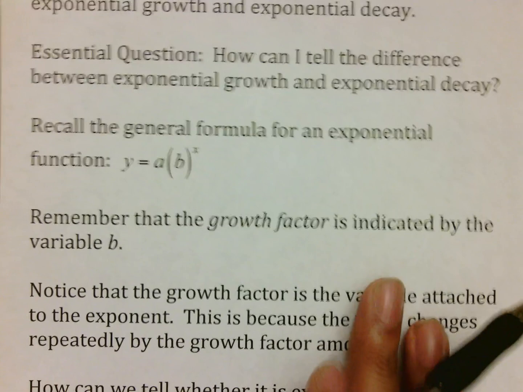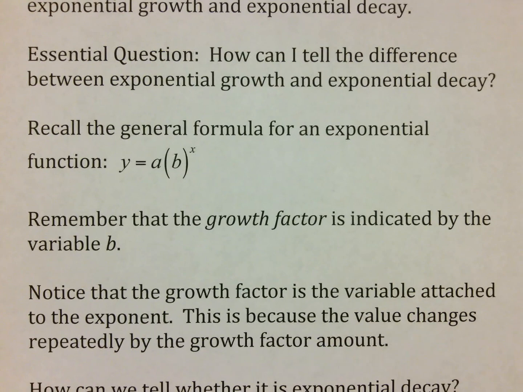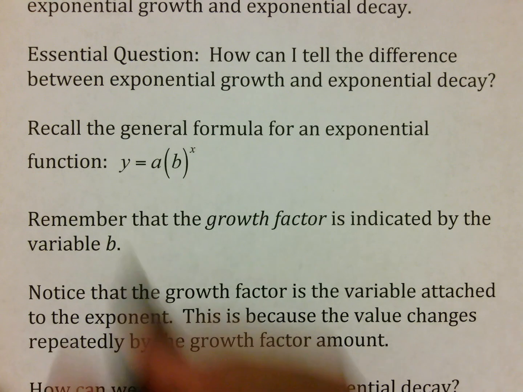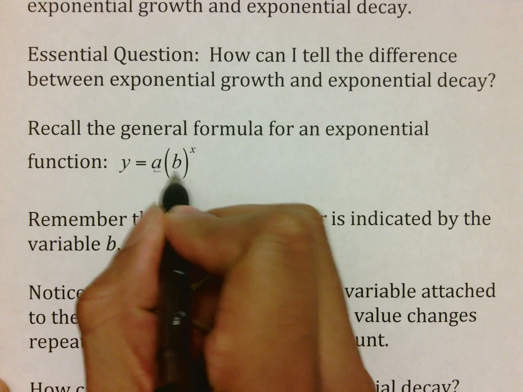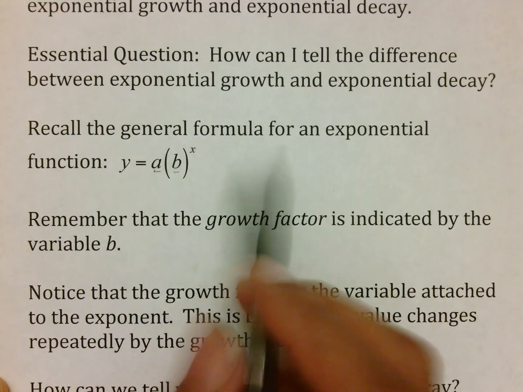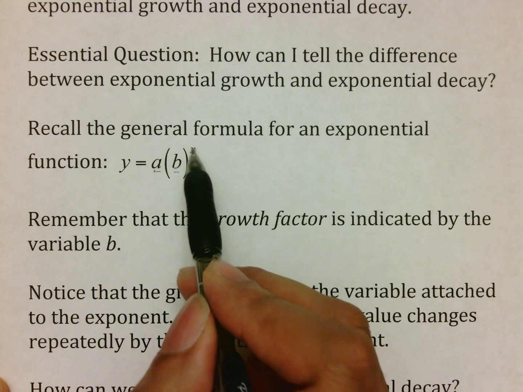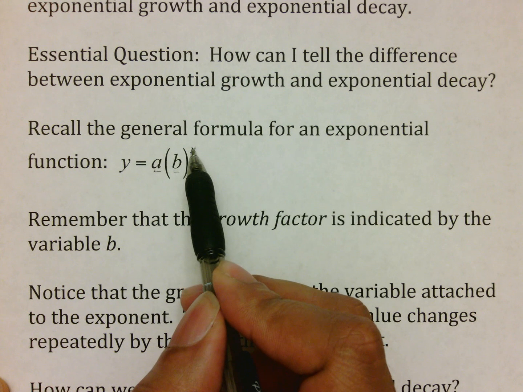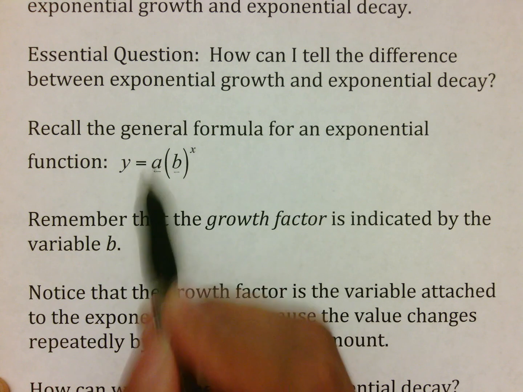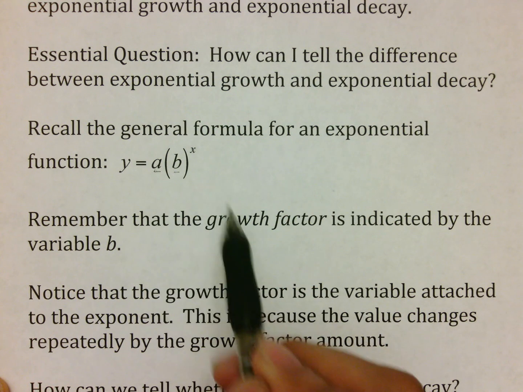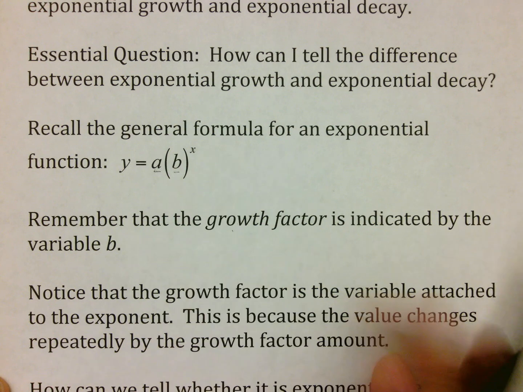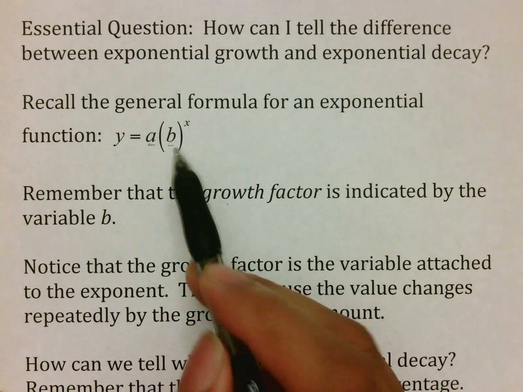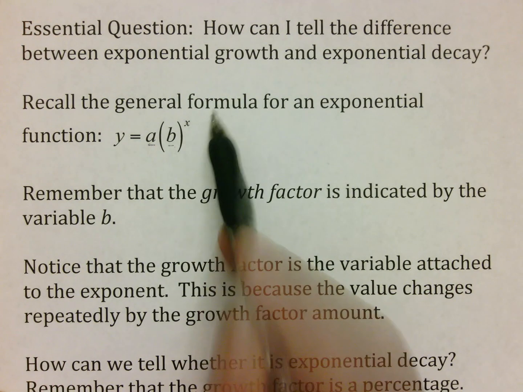This is going to need for you to be able to recall the general formula for an exponential function, which is y equals a times b to the power of x. Remember, the exponent is your x, which is why it's an exponential function. We learned that a was the initial value, but if you remember, b was your growth factor. Also notice that the growth factor is the variable that is attached to the exponent.